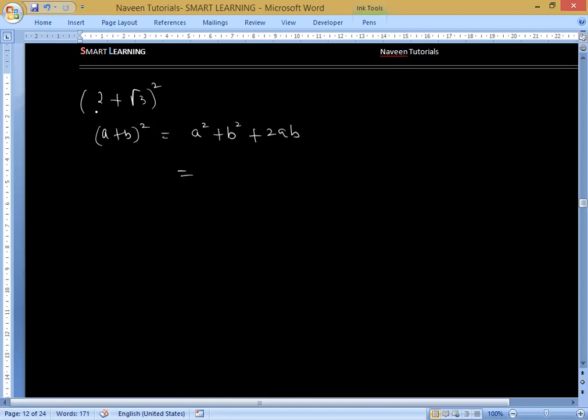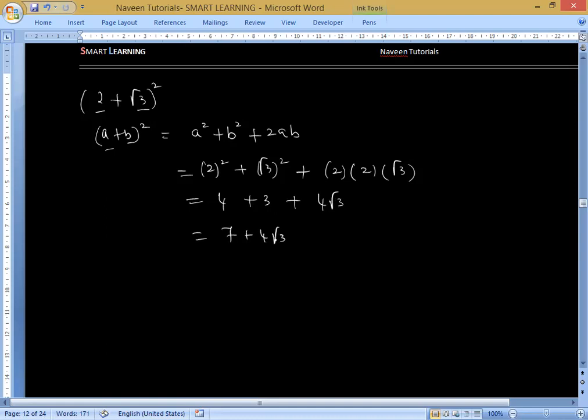The value of a is 2, so 2 square. What is b? Root 3. So it is a square plus b square plus 2ab, with a as 2 and b as root 3. Then 2 square is 4, root 3 square means root 3 into root 3, which is 3, plus 2 into 2 into root 3 is 4 root 3. Then 4 plus 3 is 7, plus 4 root 3. Am I right?